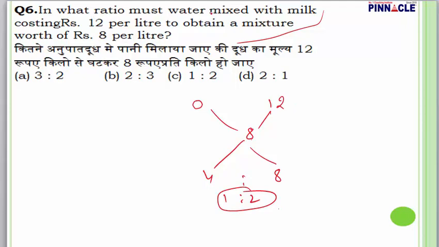The question is, in what ratio must water be mixed with milk? One component of water should be mixed with two components of milk, that is 1:2 ratio. Answer is C.